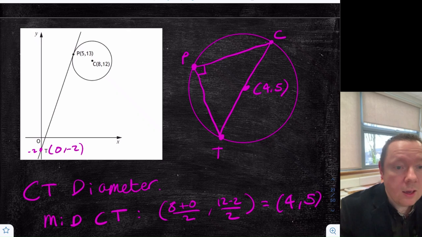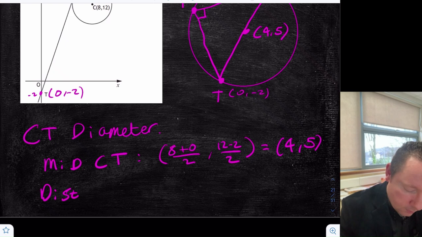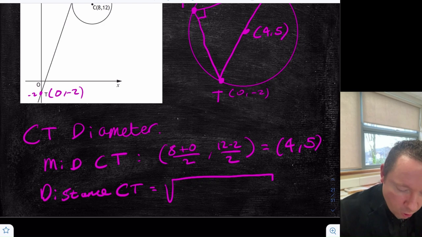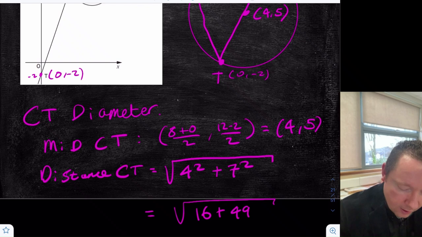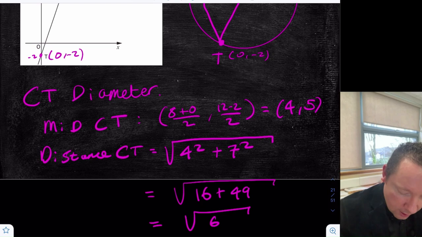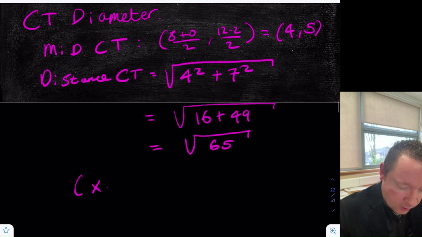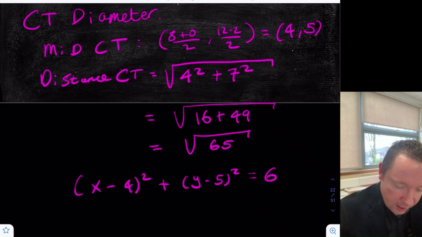Now we need to know the radius, so we can do the distance between C and T. Remember, T is (0, -2), so the distance from C to T equals the square root of (4 minus 0) squared, which is 4 squared, and then (5 minus -2) squared, which is 7 squared. So it's 4 squared, 16, plus 49. That is the square root of 65. And therefore, the equation of a circle that goes through these points is simply (x - 4) squared plus (y - 5) squared equals root 65 squared, which is 65. And we're done there.